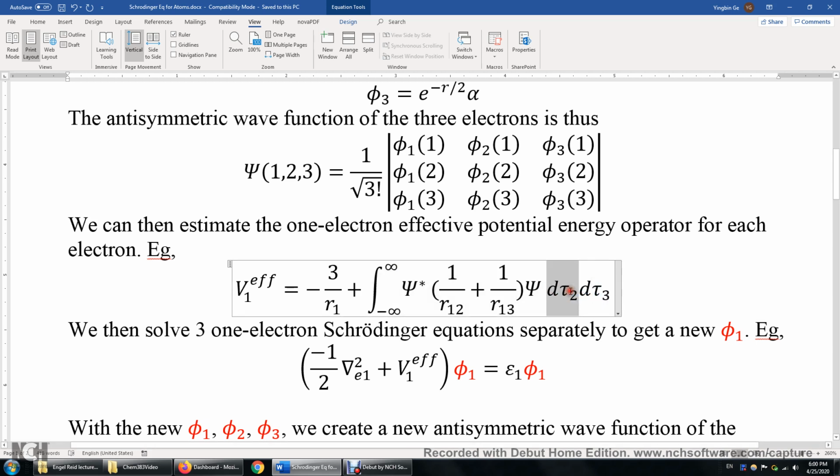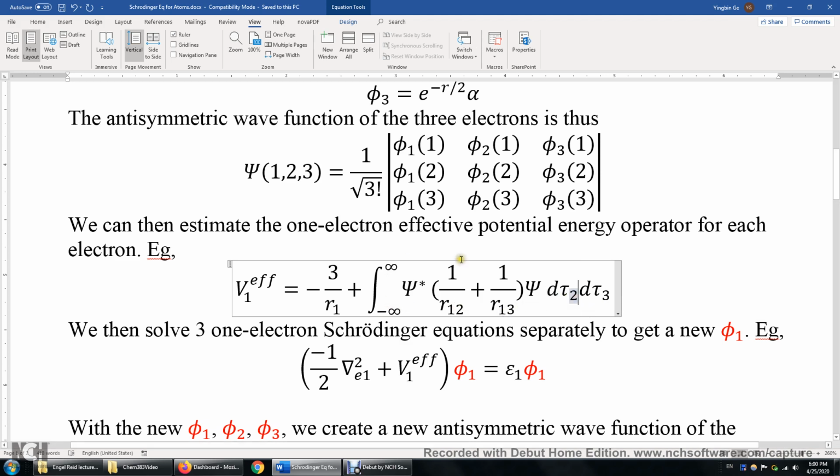This d tau 2 is dx2 dy2 dz2. This d tau 3 is dx3 dy3 dz3 in Cartesian coordinates. If you use polar coordinates, this d tau 2 is r2 squared sine theta 2 dr2 d theta 2 d phi 2.